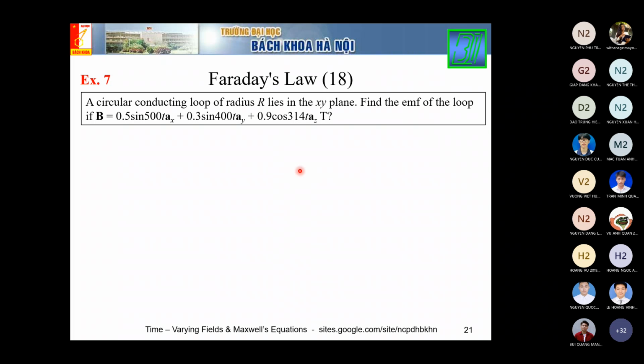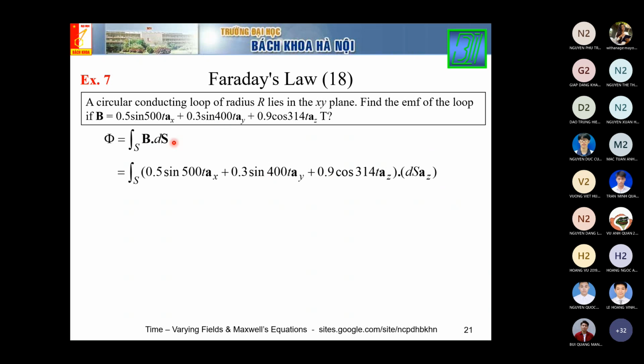Now like usual, we have to find the induced voltage. I will use the first method based on the magnetic flux. So firstly, I will compute the magnetic flux. This one is B. For dS here, let's say that its magnitude is dS and its unit vector is a_z. Do you understand this? Because the circular frame here is on the xy plane, the vector perpendicular to the xy plane is along the z-axis, which is a_z.